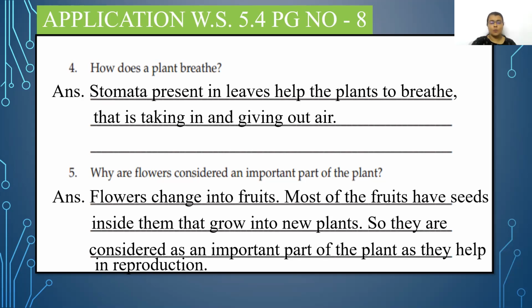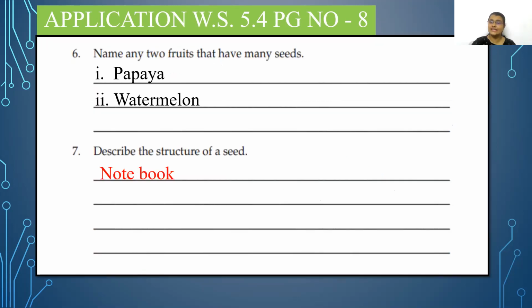Fifth question. Why are flowers considered an important part of the plant? Flowers change into fruits. Most of the fruits have seeds inside them that grow into new plants. So they are considered an important part of the plant as they help in reproduction. You know, children, living things reproduce. Now let's move to the sixth question. Name any two fruits that have many seeds. So first is papaya and second is watermelon.